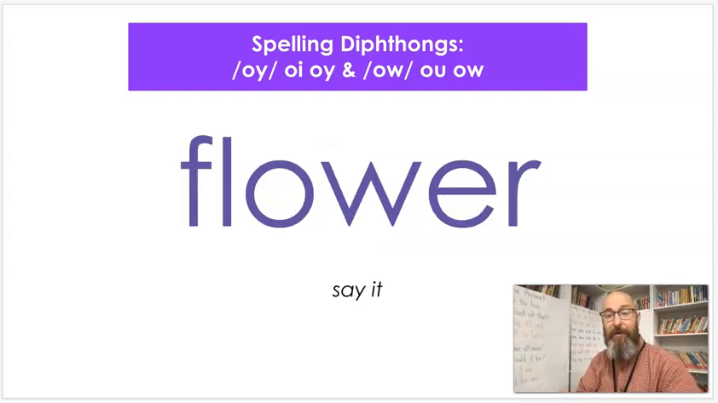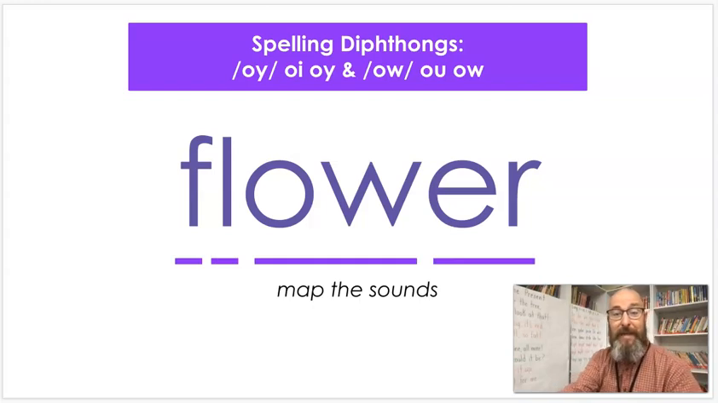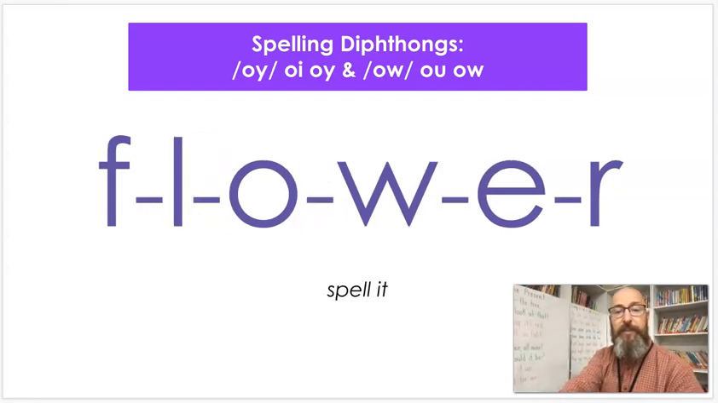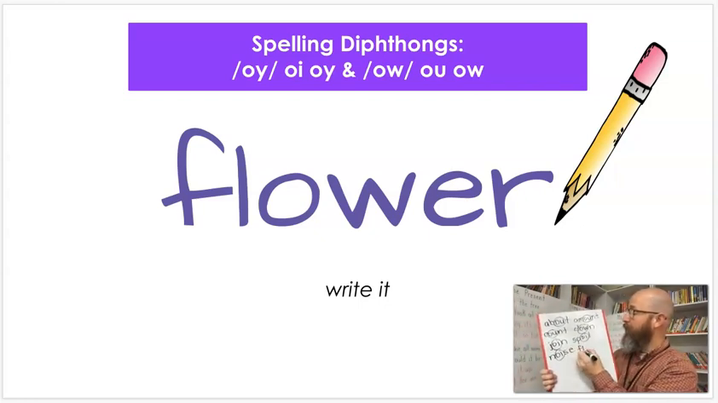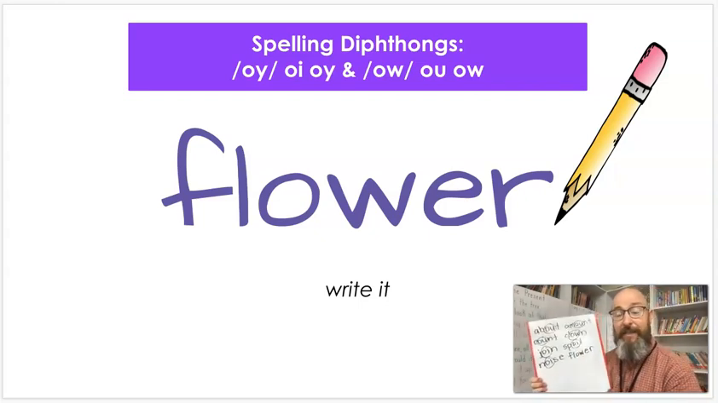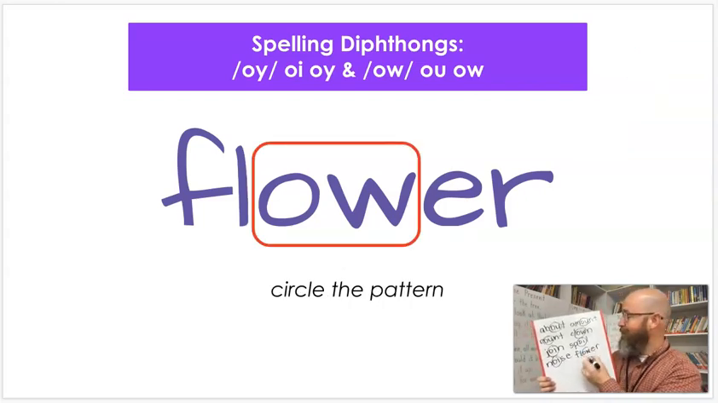Our next word is flower. Say flower. Map the sounds. F-L-OW-ER. Flower. Spell it. F-L-O-W-E-R. Flower. Write it. F-L-O-W-E-R. And what says ow in that word? Because I hear flower. What two letters say that? O-W is correct.